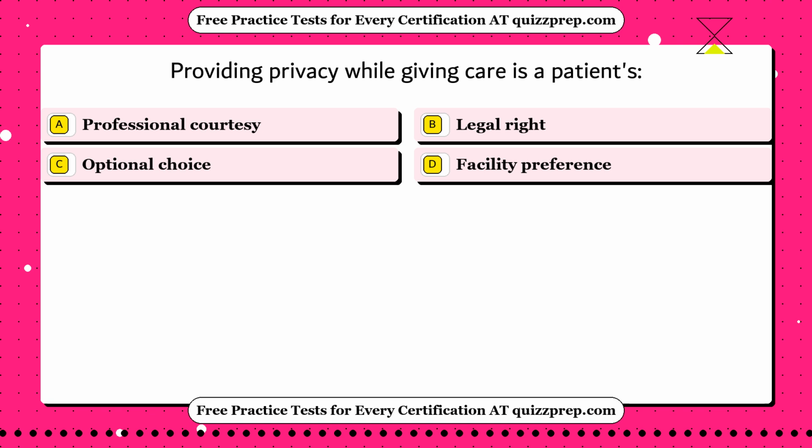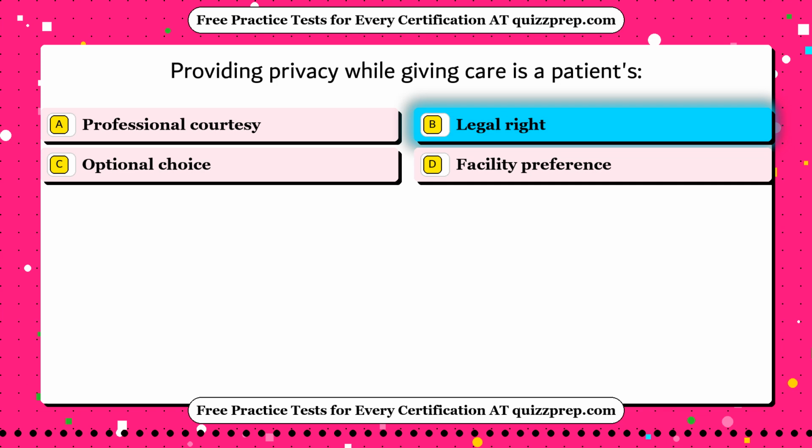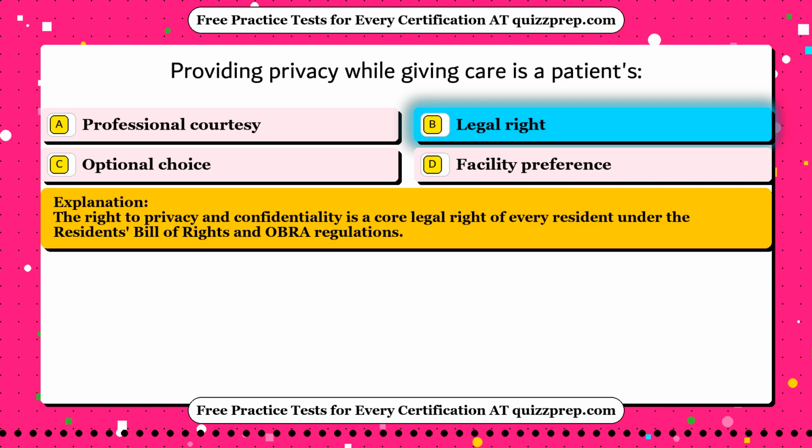Option A, professional courtesy. Option B, legal right. Option C, optional choice. Option D, facility preference. The correct answer is option B, legal right. The right to privacy and confidentiality is a core legal right of every resident under the Residents' Bill of Rights and OBRA regulations.